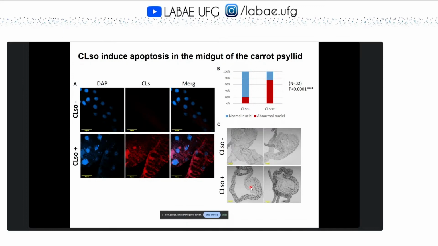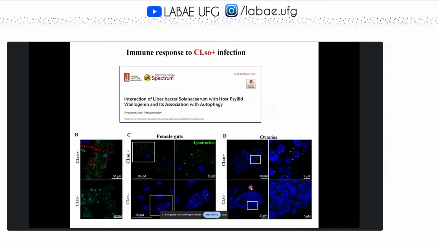And lastly, I just want to mention that we do many other studies on these interactions. These two studies that I'm showing here were published lately. If you are interested, this is the immune response and the involvement of autophagy in the response to Liberibacter. And again, we use all these different imaging and localization techniques to show that the bacterium is inducing immune responses and inducing lysosomes, inducing autophagy in the gut to protect the gut from the bacterial infection.